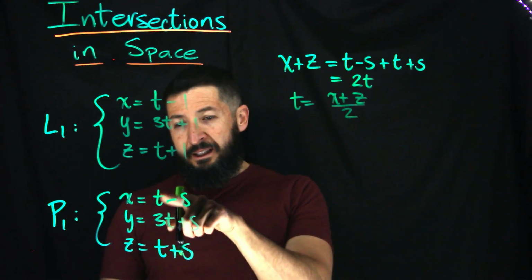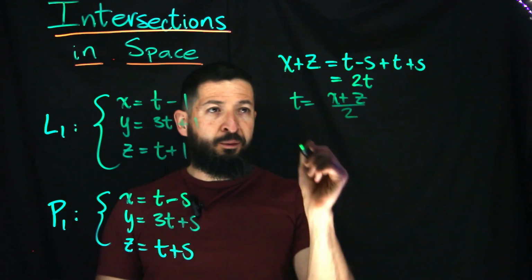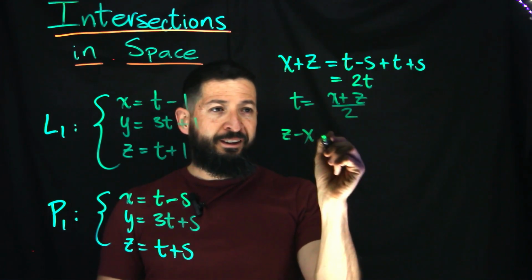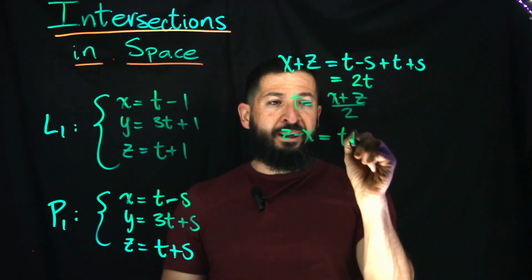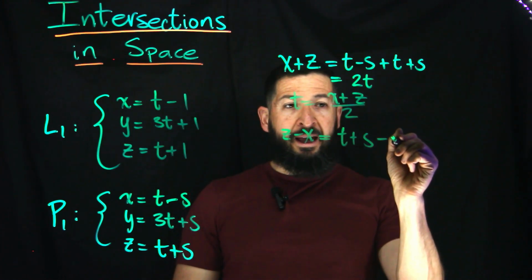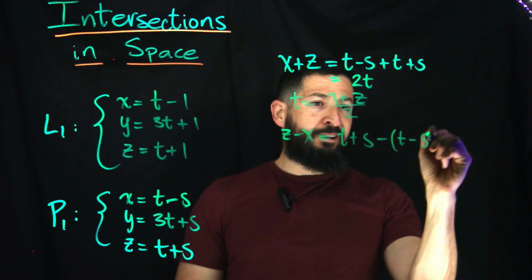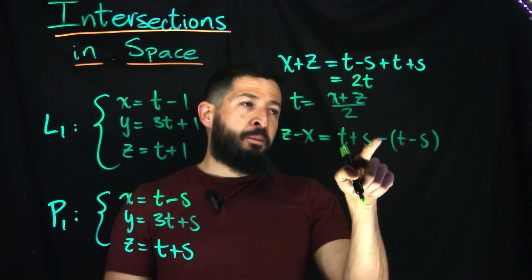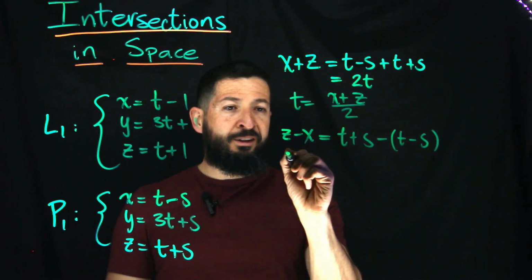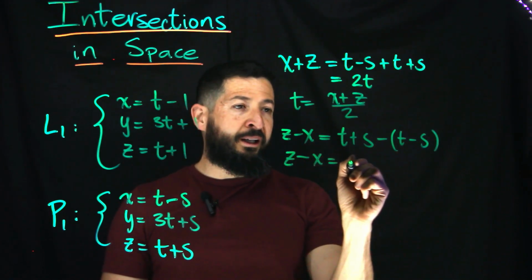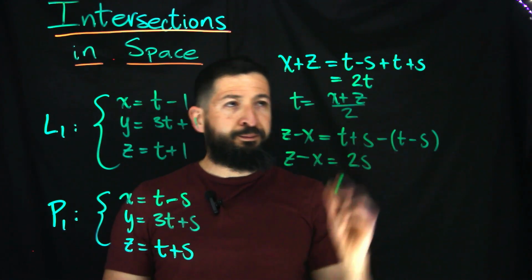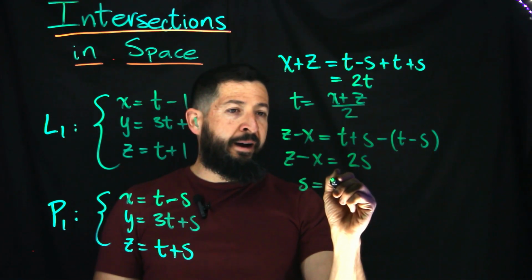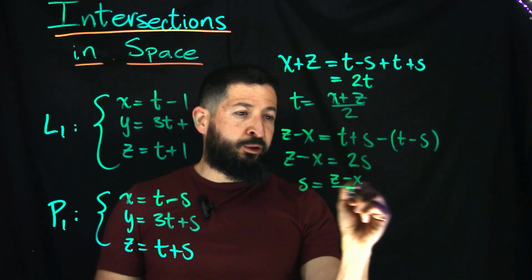So now if I want to eliminate the t in this case and leave the s, I would do z minus x. When I put z, it would be t plus s, minus x, which is going to be t minus s. From where I'm going to have t minus t cancel, I get s minus negative, so plus s. So z minus x will be equal to 2s. And as before, s is going to be equal to (z minus x) over 2.